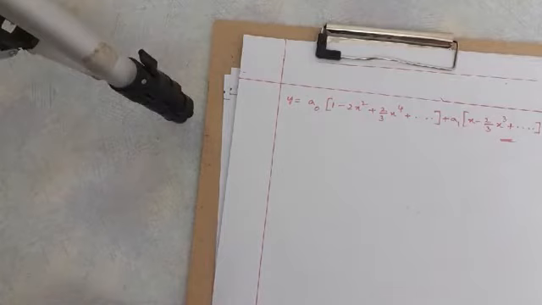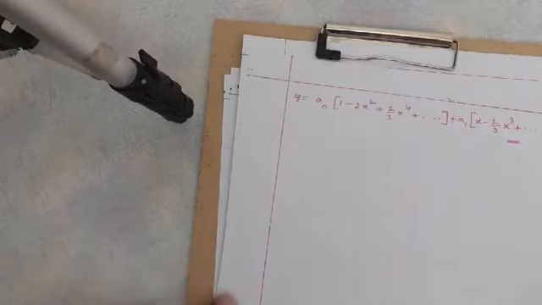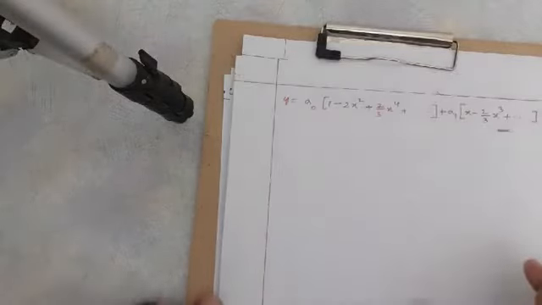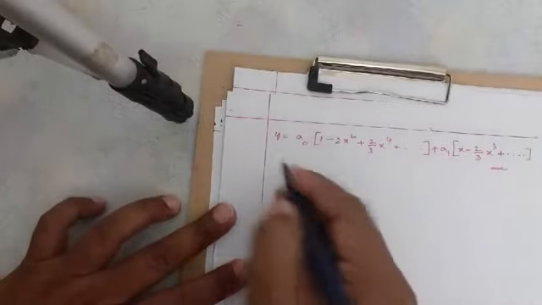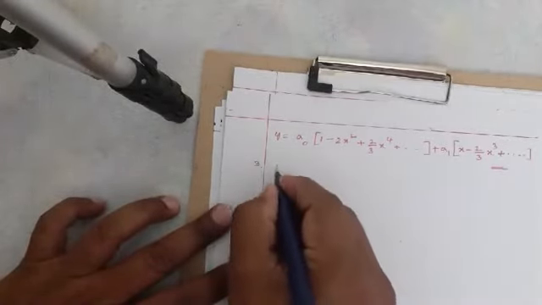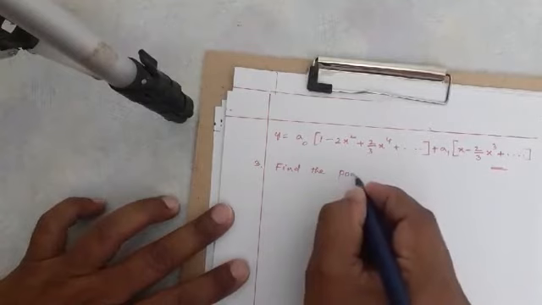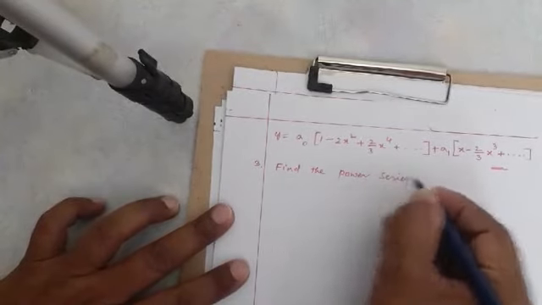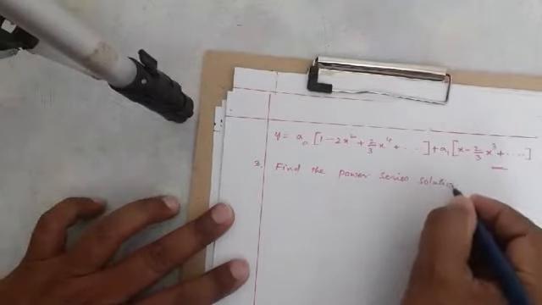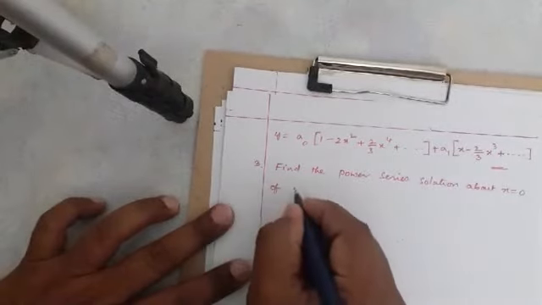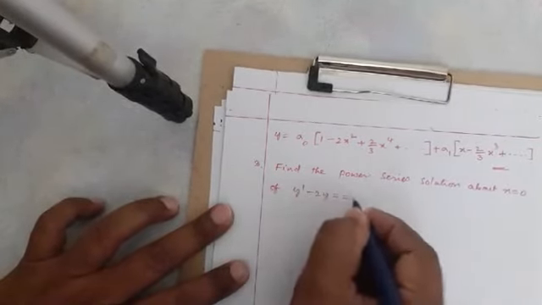This is very easy, but it is asked many times in long answer questions. Please try to practice this at home. So at last I'll give you one homework, and then we'll go for the next topic, that is the last topic of this unit. So the third problem is homework for you: find the power series solution about x is equal to 0 of y dash minus 2y is equal to 0.